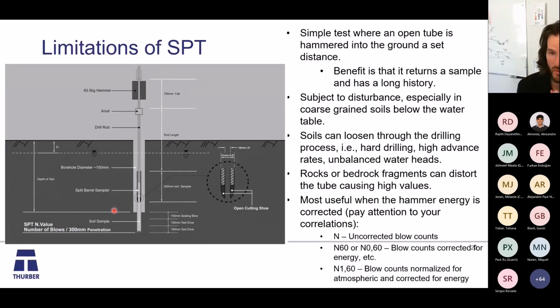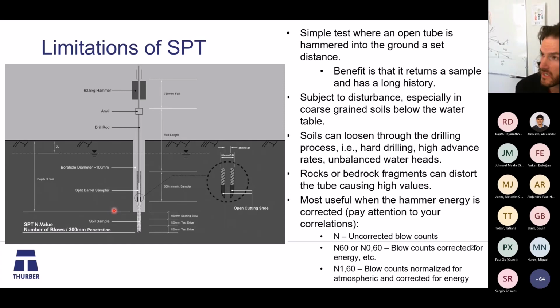Something we should do that we probably don't do often enough is measure the hammer energy so that we can do at least simple corrections. And then when you are using correlations, you need to be cognizant of what N you're actually using in that correlation. Is it N, which is an uncorrected blow count? Is it N60, which means the blow counts are corrected for energy? Is it N1,60, blow counts normalized for atmospheric pressure and corrected for energy? So all of these correlations will be slightly different. And if you use the wrong N, you can be conservative, or you can be unconservative.